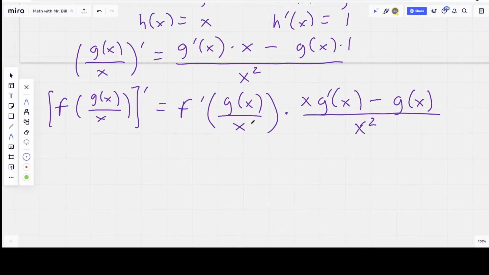There can't be any simplification between the argument of the function and our quotient rule because they don't interact with one another. So that's it. You just leave that as it is.